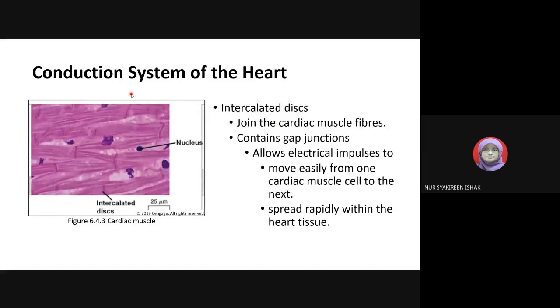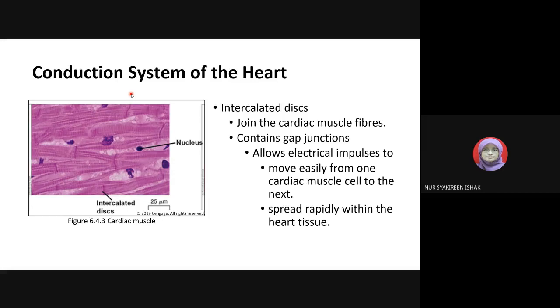So cardiac muscle is composed of intercalated discs that join the cardiac muscle fibers and contain gap junctions. We learned the other day about neurons, the way impulse is transmitted from one neuron to another neuron. We have gap junctions for electrical synapse, and electrical synapse depends on gap junctions. We also have chemical synapse, which depends on neurotransmitters to allow impulse to be transmitted from one neuron to another neuron. For the heart, it depends on gap junctions for electrical synapse.